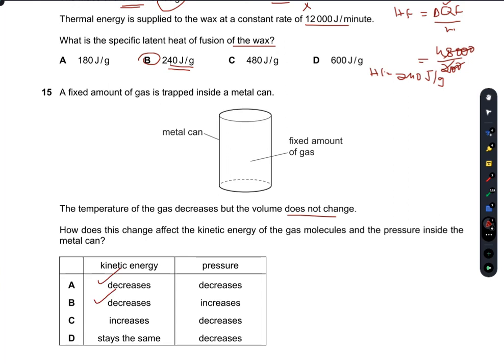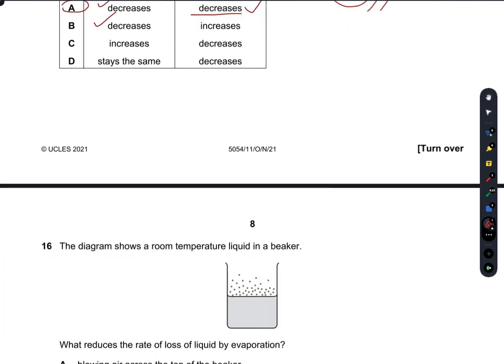The temperature of the gas decreases, and the pressure exerted on the side of the metal can would also decrease. Why will this decrease? Because the kinetic energy decreases and the number of collisions at the walls of this metal can would also decrease. So lower pressure is exerted on the walls of this metal can. So A is your right answer.